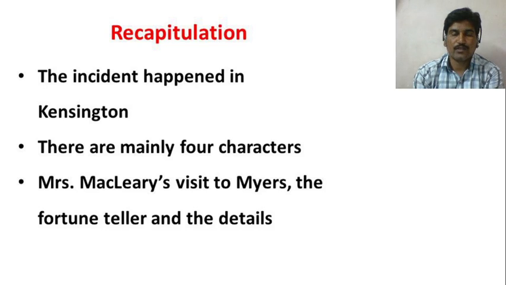Let us recapitulate. This incident happened in Kensington. There are mainly 4 characters. The fortune teller here is Mrs. Myers. Mr. Kelly is the judge. Mr. McCleary is the detective inspector, and there is his wife, and there is a trial scene and the punishment to Mrs. Myers.